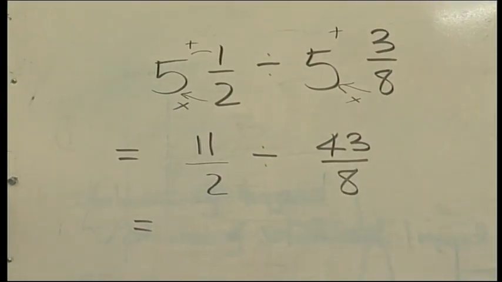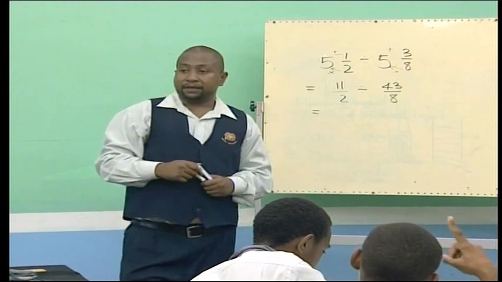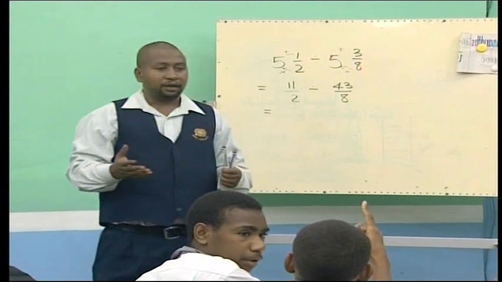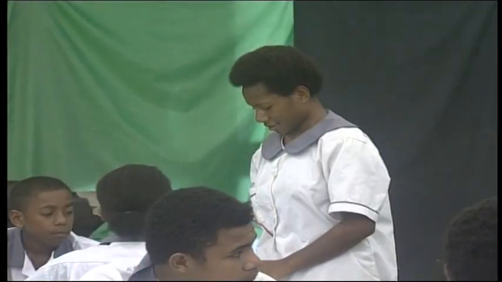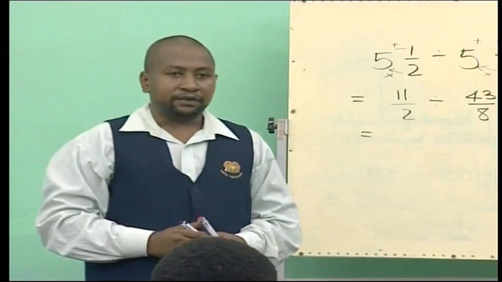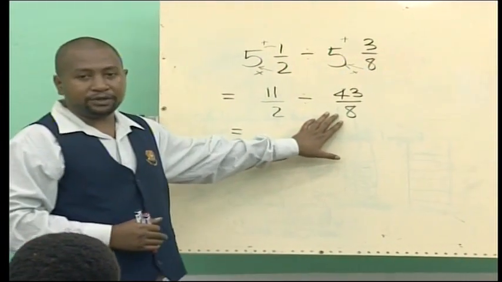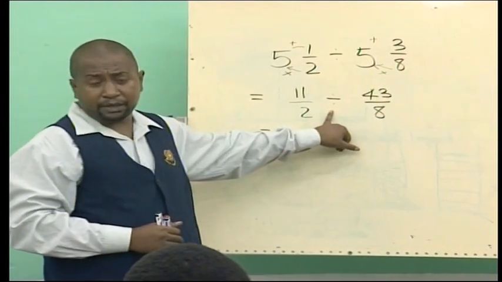What is the next step? Tara: Turn the fraction of the divisor upside down and change the divide sign to a times sign. Very good. She's saying turn the divisor, which is 43 over 8, upside down, and the division sign changes to a multiplication sign.